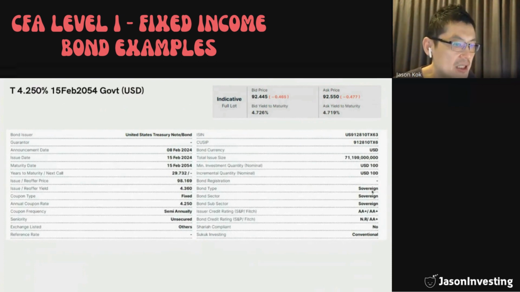And similarly, you have issue size. Imagine how much this is, like $71 billion the government is borrowing. You see, this is a 30-year bond. This is not a callable bond. So the years to maturity is very close to the number of years difference here. Next call is invalid, which is why this is not a callable bond. This is just a plain vanilla bond.